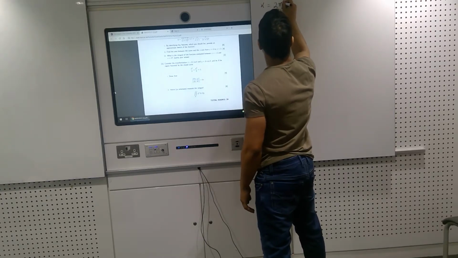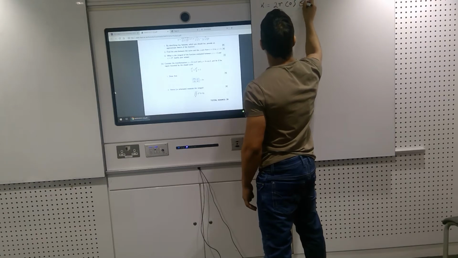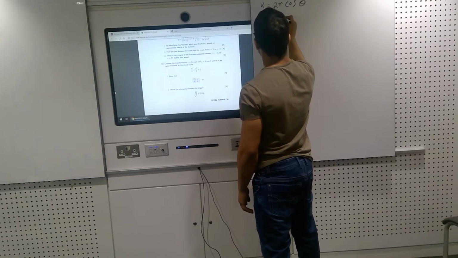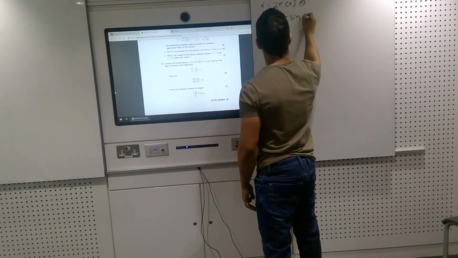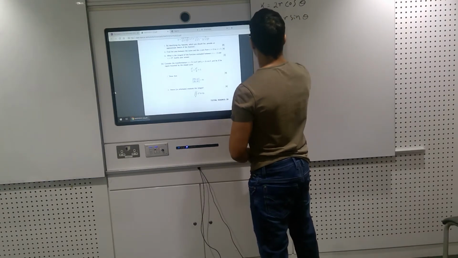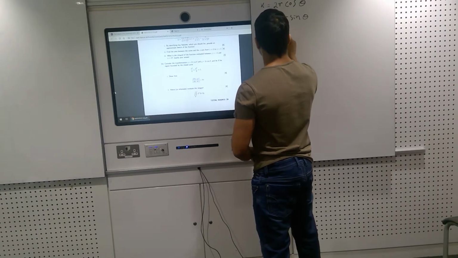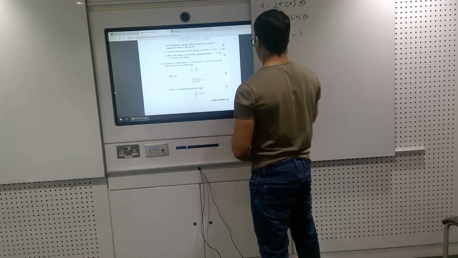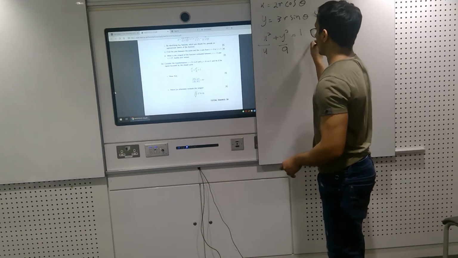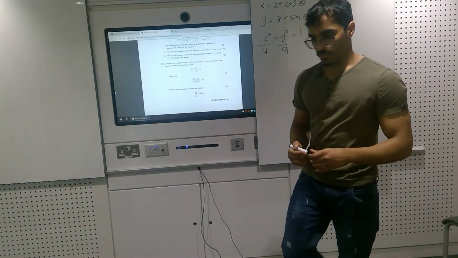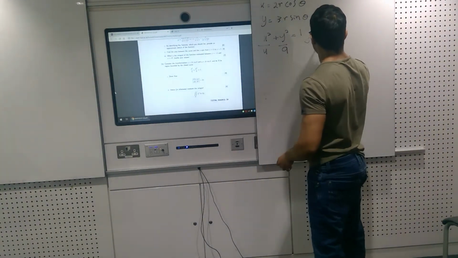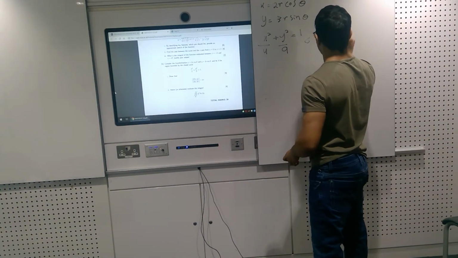x equals 2r cosine of theta, and then y is 3r sine of theta, and you have x squared plus y squared equal to 1, where x squared divided by 4 plus y squared divided by 9 is the enclosed curve. That's the area that we want to work on.